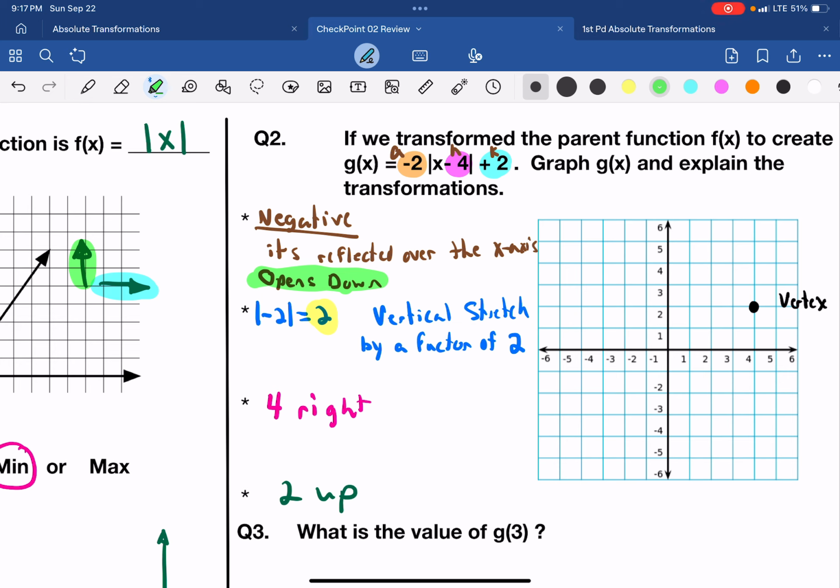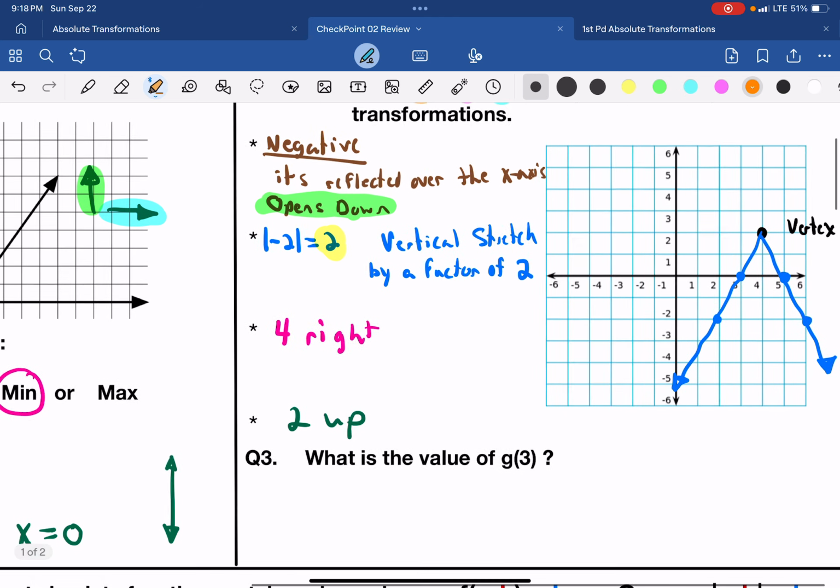I did teach you, though, one easy way of graphing this is looking at our a. What was our a? Negative 2. That is our slope. So we're going to start at the vertex, and then we're going to go down 2, 1 to the right. Why? Remember, our slope is negative 2 over 1. Down 2, 1 to the right. I'm going to do the same thing in the opposite direction: down 2, 1 to the left, down 2, 1 to the left, and I have my V shape. Beautiful.